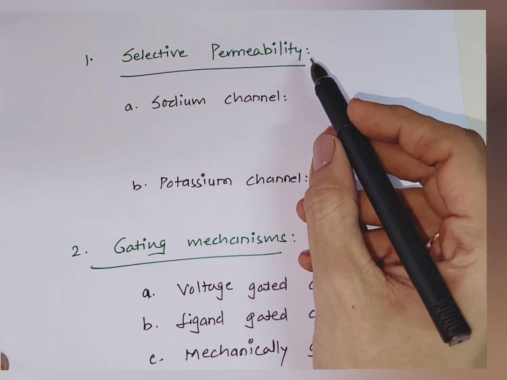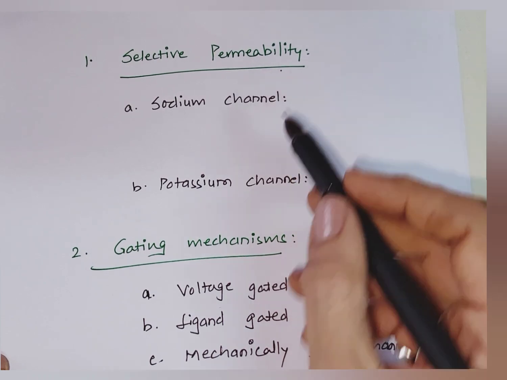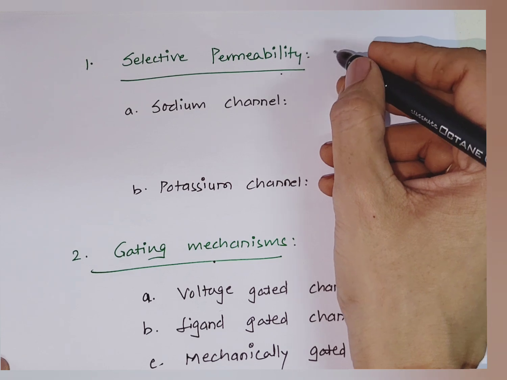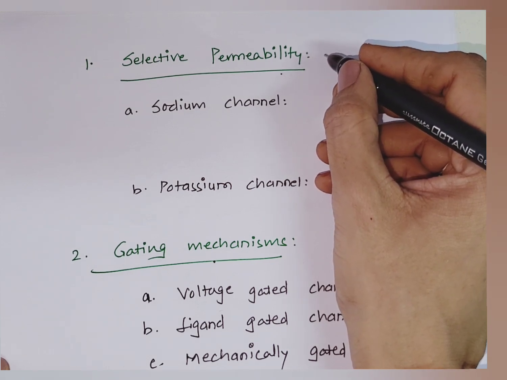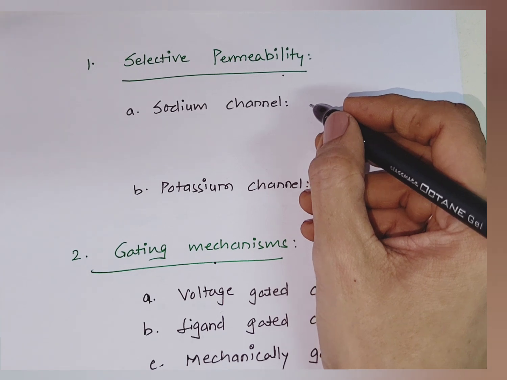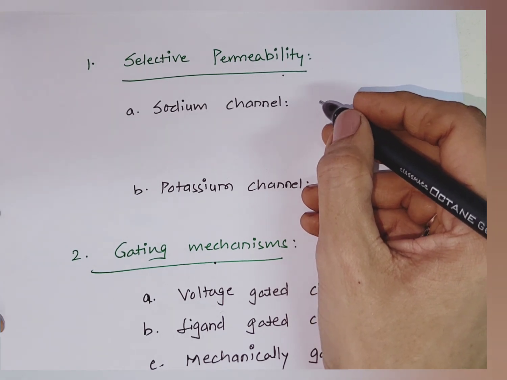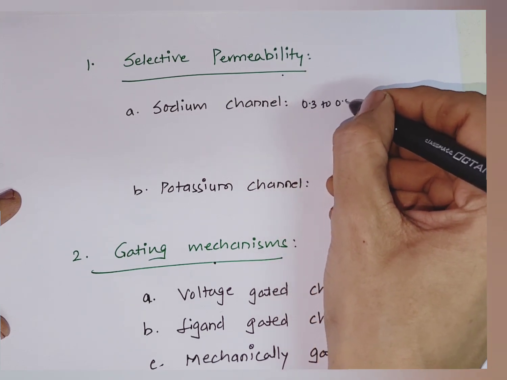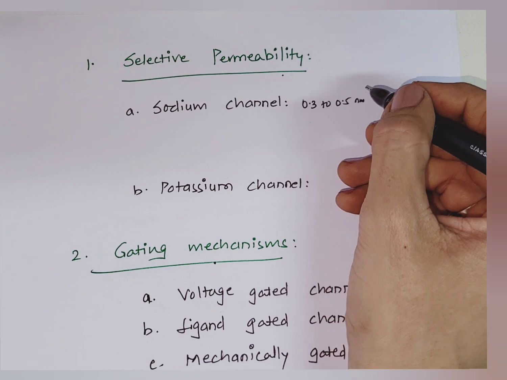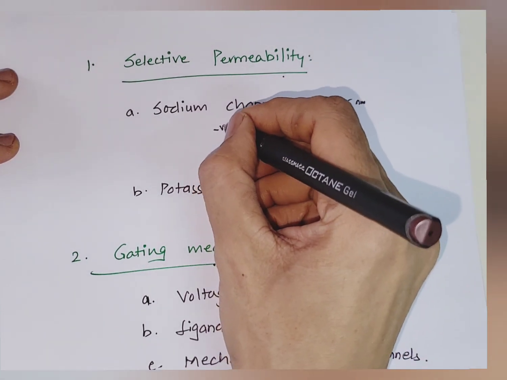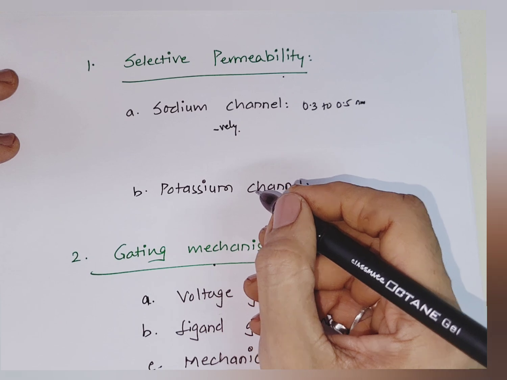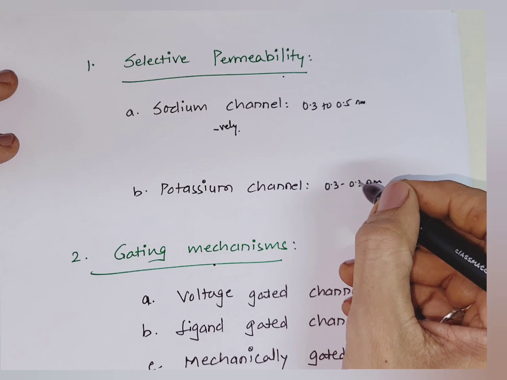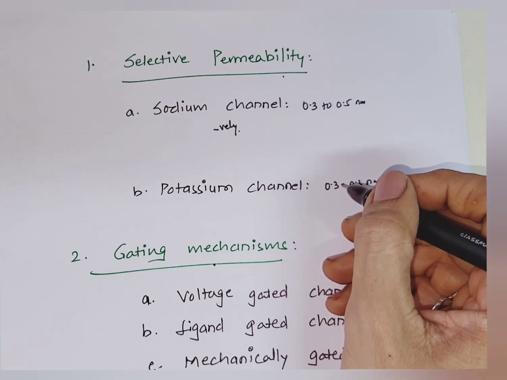As we have discussed, protein channels have two characteristics: number one is selective permeability, second is gating mechanism. Selective permeability means the channel is permeable for a particular substance only. For example, a sodium channel will allow only sodium ions to pass. The sodium channel size is 0.3 to 0.5 nanometer, and these channels are strongly negatively charged. The potassium ion channel is of a different size, 0.3 by 0.3 nanometer, and it is not negatively charged.